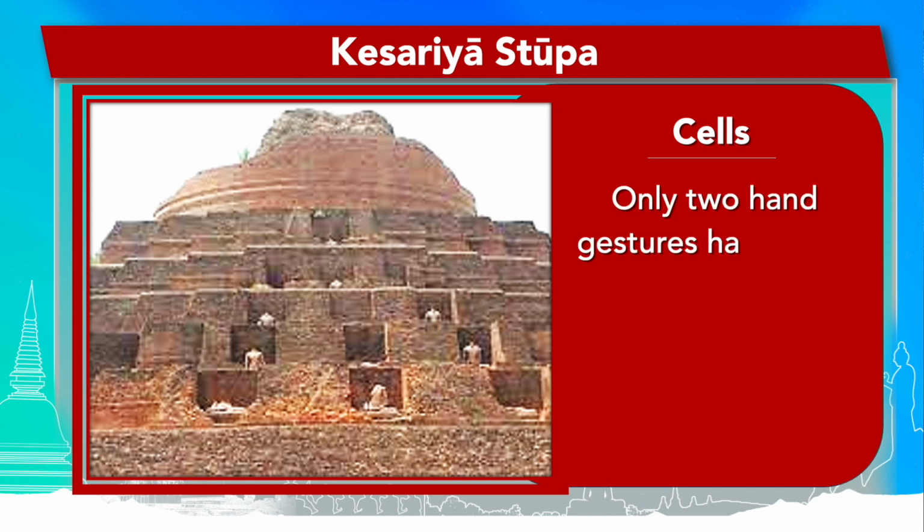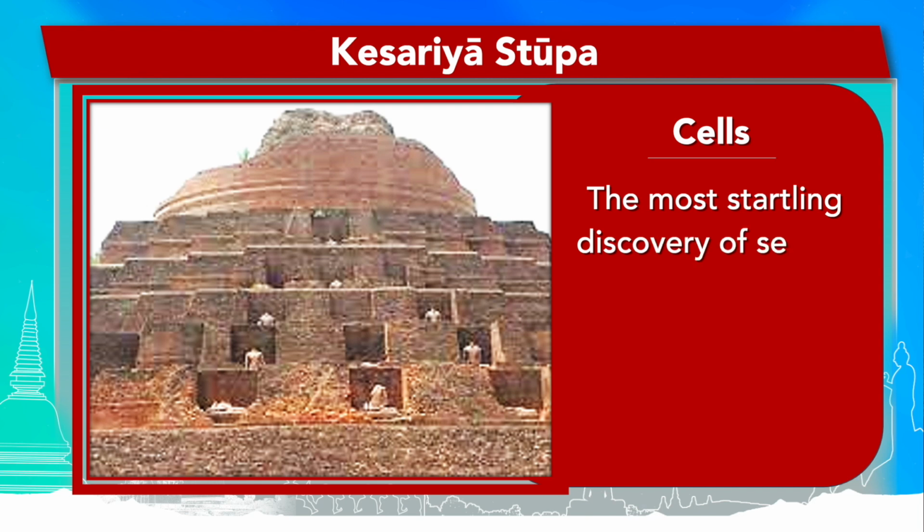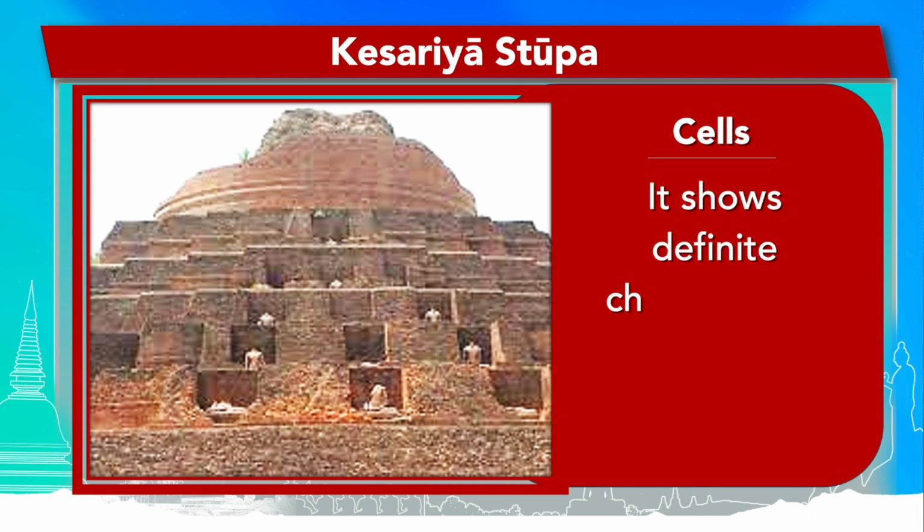Only 2 hand gestures have been found intact. They are Bhumi Sparsh Mudra and Dhyan Mudra. The images are made of clay, lime and brick jelly with lime plaster applied over as final coating. The most startling discovery of season 2001-2002 excavation has been the head of Buddha image. It shows definite characteristics of Gupta art style.